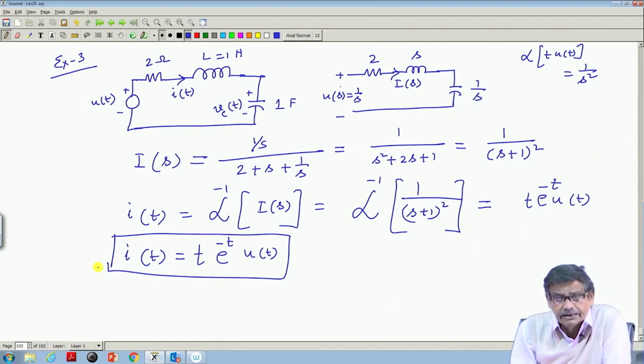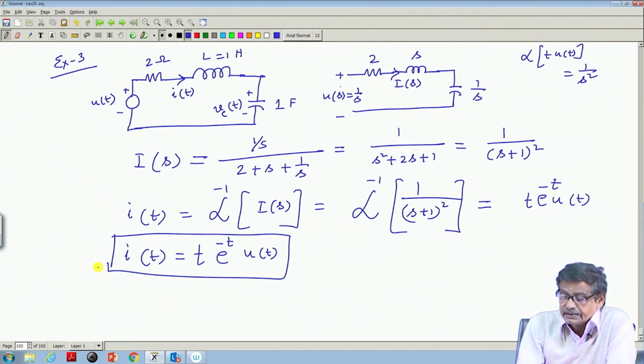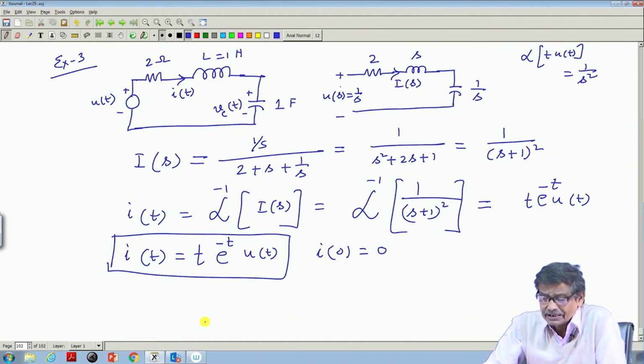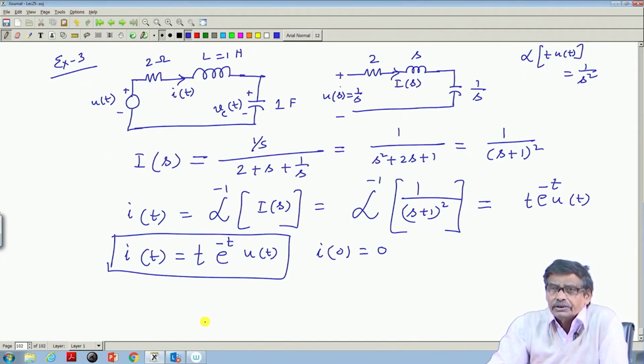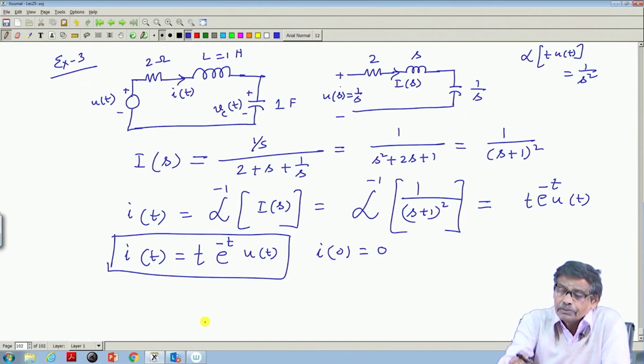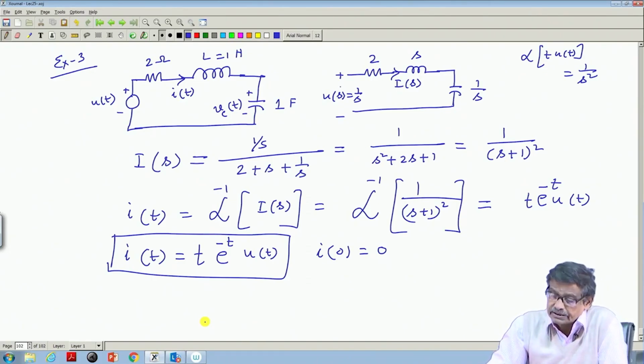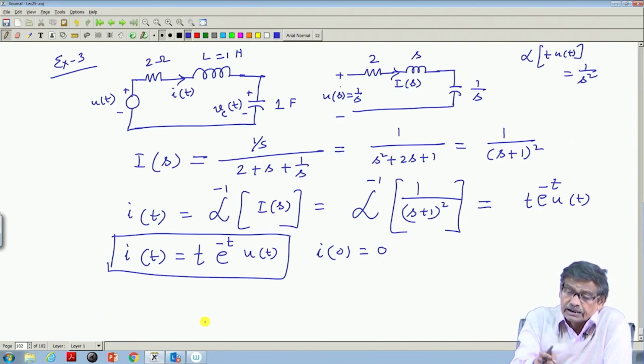Does it satisfy the initial condition? Yes. At t equal to 0, the current is 0, because t is 0, so i(0) is 0, fine. And similarly, the final current in the circuit has to be 0, because after all you have applied a DC voltage, and finally no DC current can exist because of the open circuit behavior of the capacitor, and the final voltage of the capacitor will be once again 1 volt. So, this is the thing.